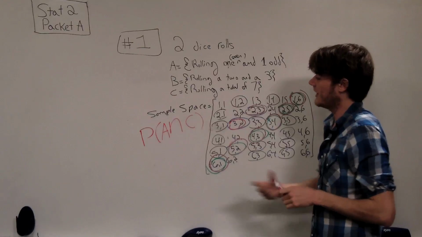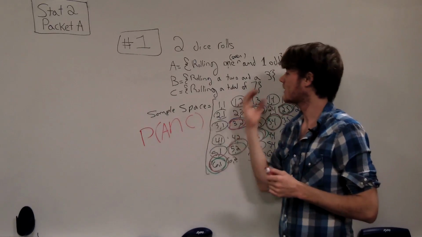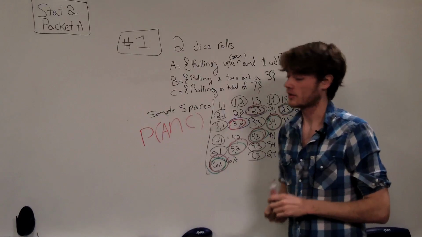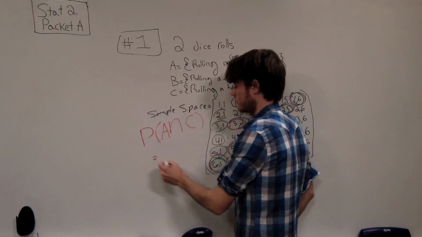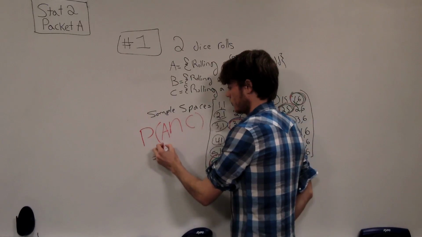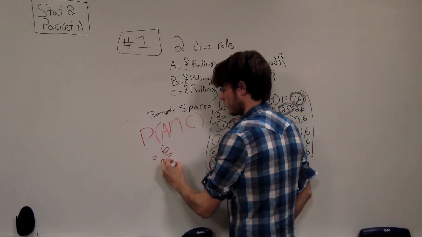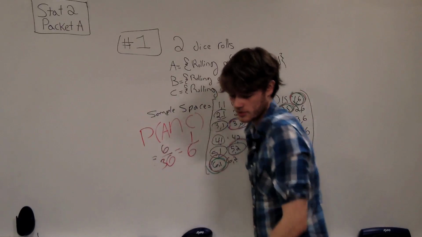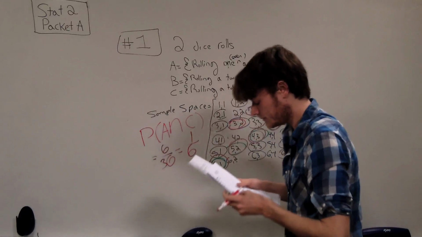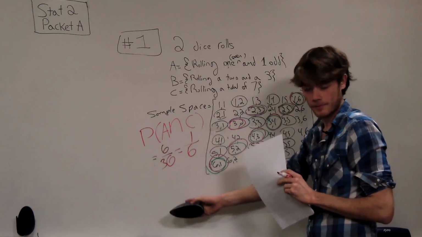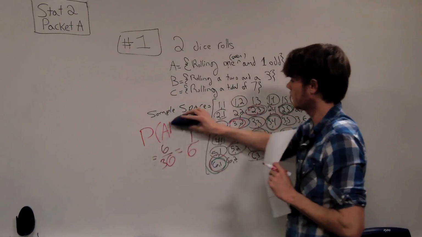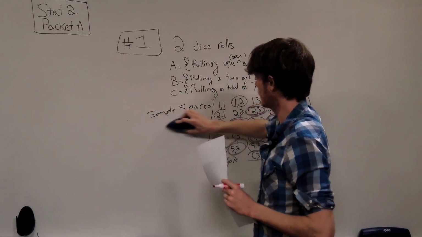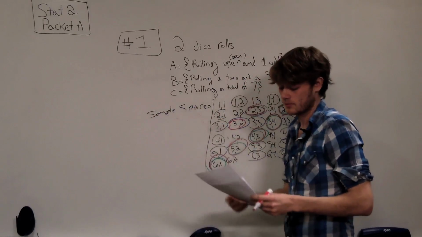As it turns out, the probability of A and C is, in fact, the same thing as the probability of C, which equals 6 over 36 equals 1/6, just like before. So many intersections actually equal just the probabilities of one or the other.